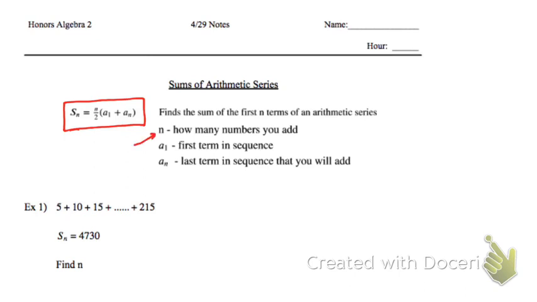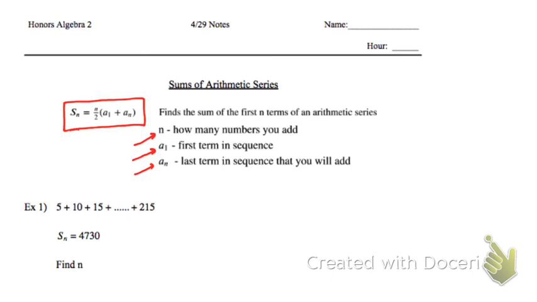Like n, what is n? N is how many numbers you're going to be adding up. And we've talked about how we only need to know two numbers. We need to know a sub 1, the first number in the sequence, and a sub n, the last number in the sequence that we will add. Okay, so we're going to work our way through this formula, finding what the first term, n, and a sub n, what those specific terms are, given some different information.